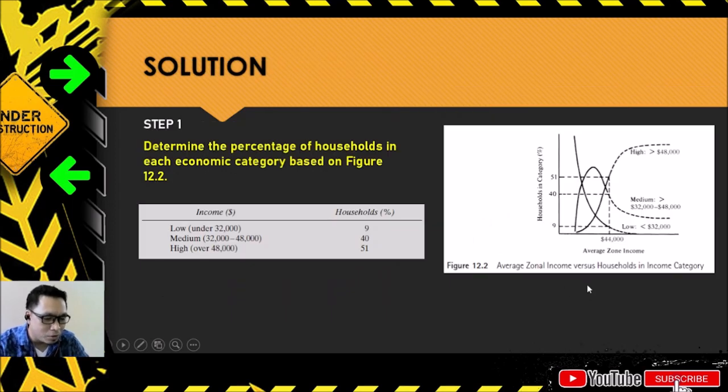So under this figure 12.2, we create a table. We have the low income, under $32,000, and the number of households is 9%. While in medium, how do we know where it intersects? In the last portion, there is the $44,000 average zone income. So 9% is for low, medium is 40, then for high we have 51.